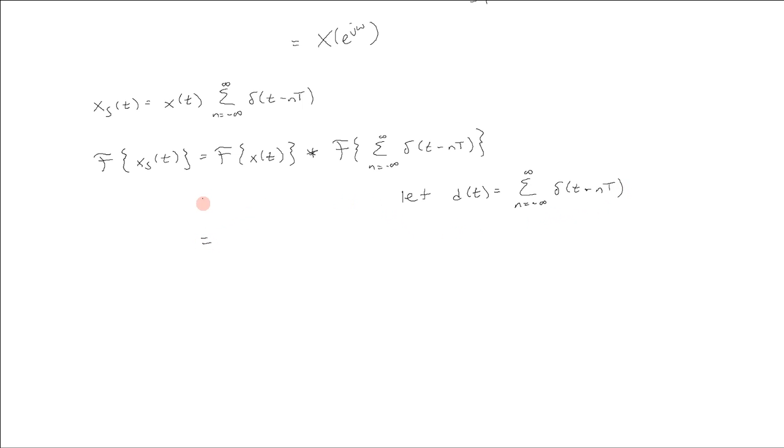So what we have then from here is that X(jω), the Fourier transform of x(t), is being convolved with D(jω), the Fourier transform of this delta train. Now, again, using the properties of Fourier transforms, you know that the convolution here is equal to 1 over 2π, the integral from negative infinity to infinity of X(jθ) times D(j(ω − θ)). So this is just the definition of the convolution.